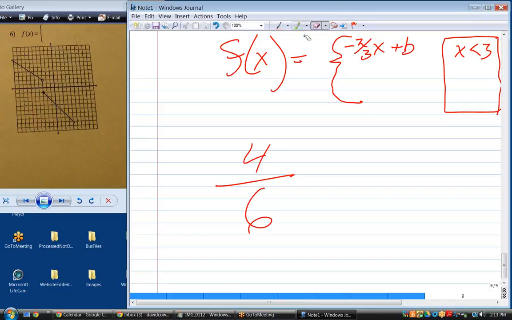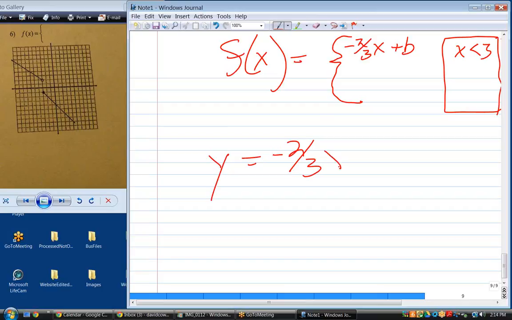Now, we can't read b because the line doesn't go all the way to the y-axis. We could pretend and carry it over to the y-axis, but again, it leaves me at a spot that I can't really read correctly. So let's figure out what b would be. In other words, I've got this much of the equation: y equals minus 2/3 x plus b. How am I going to solve for b? You could add the negative 2/3.